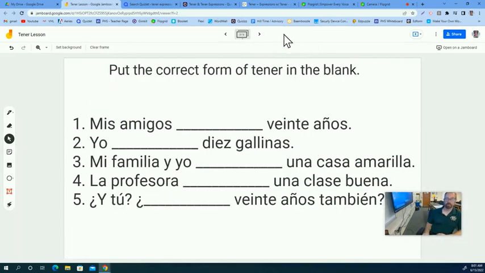If you want to pause the video really quick and do this practice activity, put the correct form of tener in the blank, go ahead and do that. I'll give you the answers in about 2 seconds. Pause the video. Okay, here come the answers.